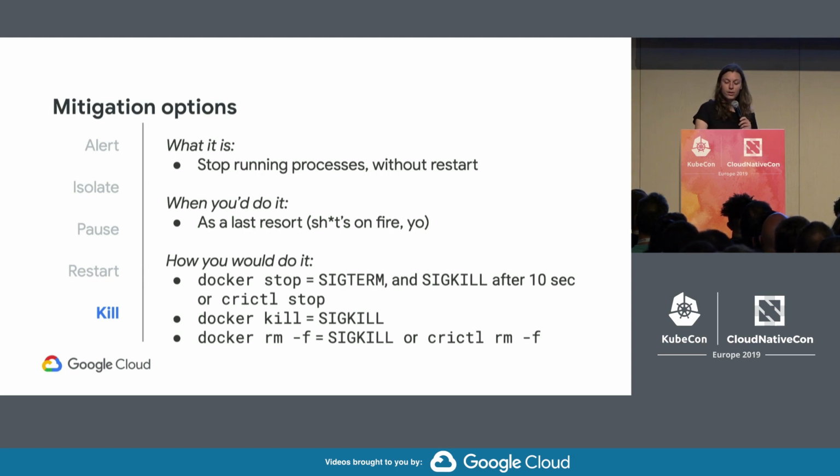To kill a container, you can use docker stop or crictl stop and docker kill. Docker stop stops the container by sending a SIGTERM signal to the root process, asks nicely, and gives it 10 seconds to stop, and if the process hasn't exited in that time period, it then sends a SIGKILL signal. Docker kill is less graceful. It doesn't wait around, it just sends the SIGKILL signal directly.